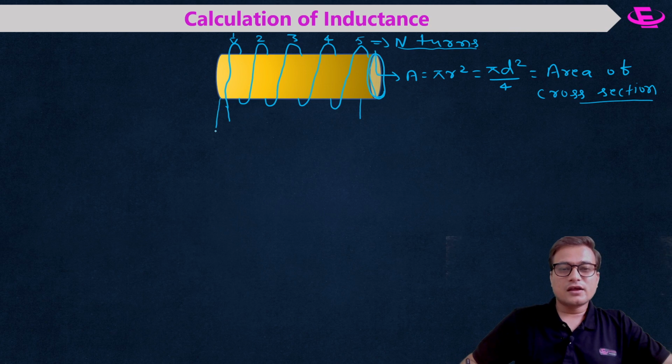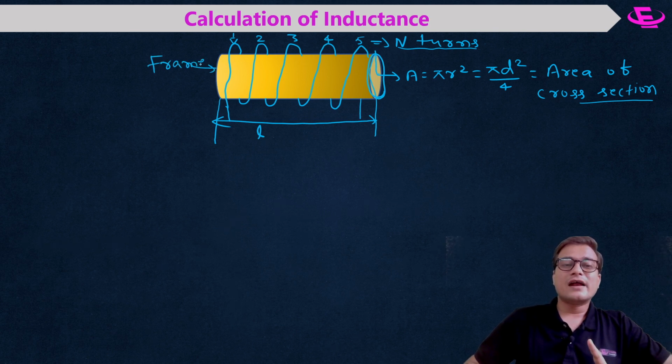Next important thing is L. L is the length. Length of what? Length of this frame. This is nothing but the frame on which the wires are placed. So L is the length of the frame.